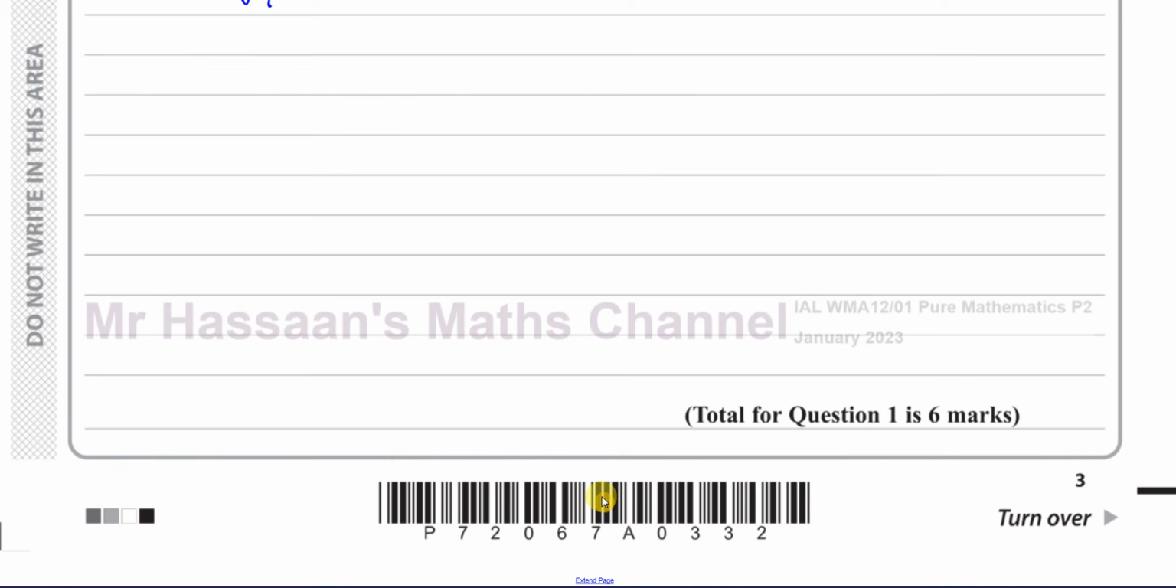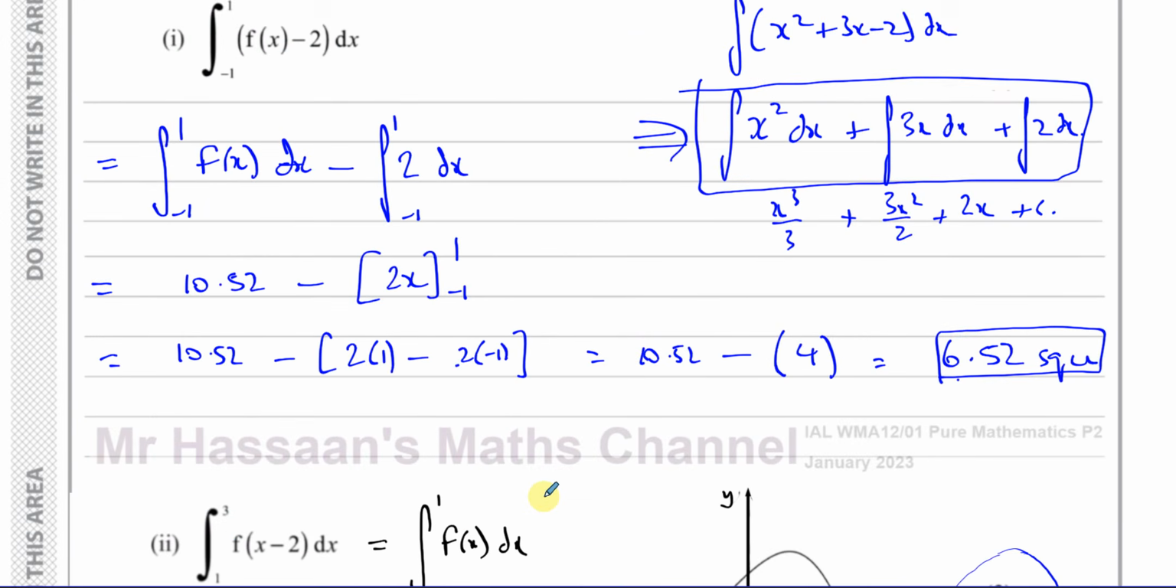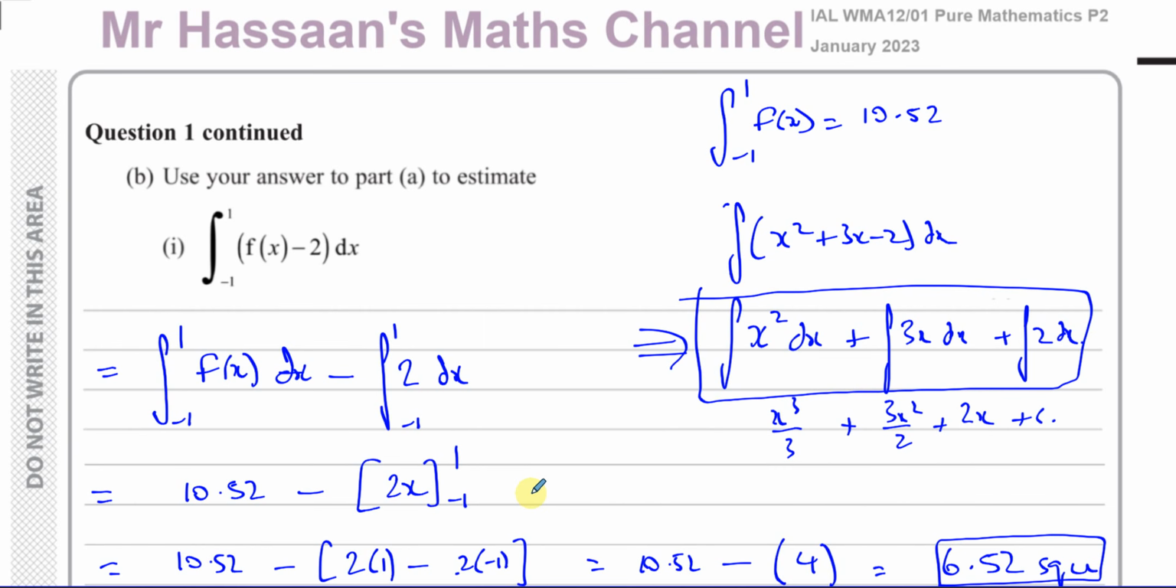All right, so that concludes this question number 1 from the January 2023 International A-Level Pure Mathematics P2 paper.